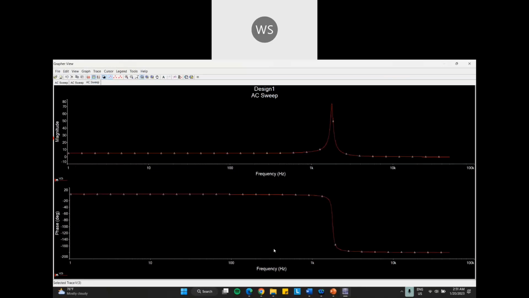Here is the output for resonance. The graph at the top is the bandwidth, and the bottom of the graph is the phase difference. This series resonance circuit is about 90 degrees lead. So that's all from me. Thank you.